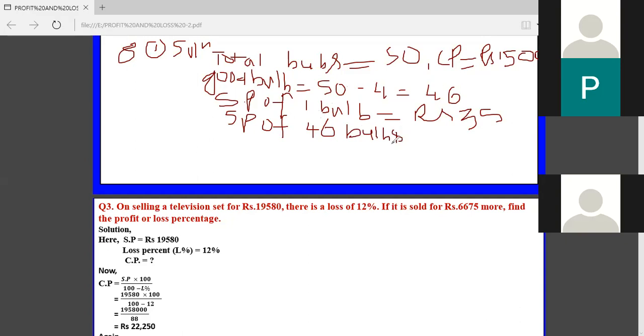If you find the SP of 46 bulbs, what will there be? Rupees 35 into 46. What will you get? Multiply them. Multiply, children. 35 into 46 is 1,610.